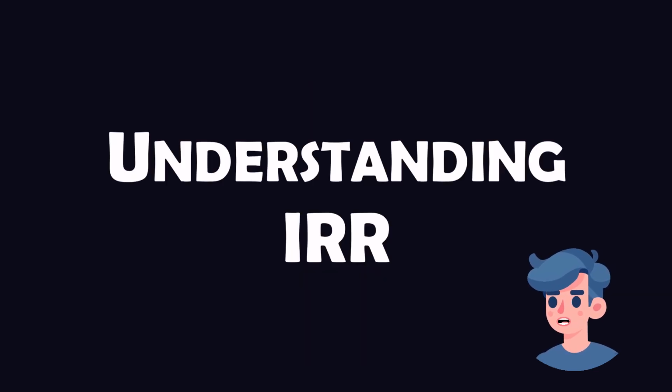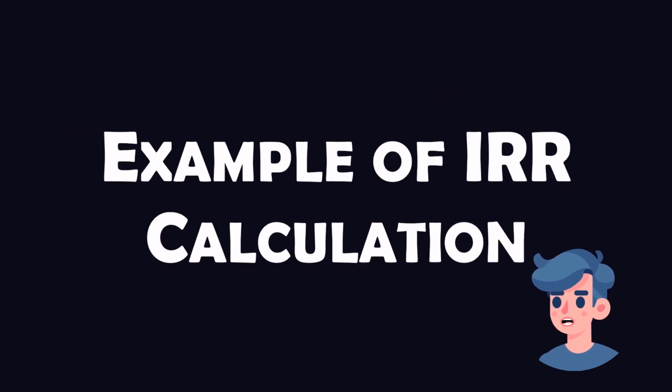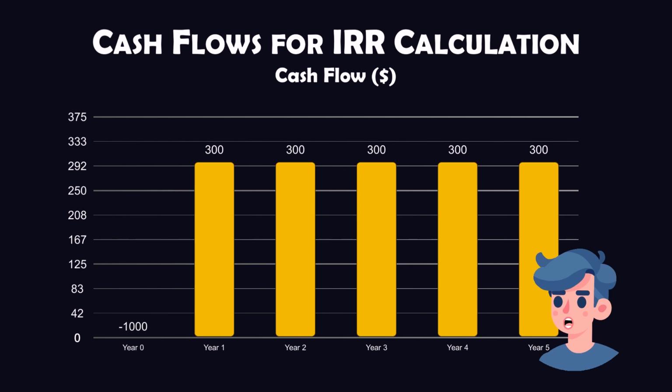Another important metric is the internal rate of return, or IRR. It's often used in the context of private equity and real estate investments. IRR takes into account the timing and size of cash flows to compute a discount rate that will result in a net present value of 0. To better understand IRR, consider an investment that costs $1,000 and returns $300 annually for 5 years.